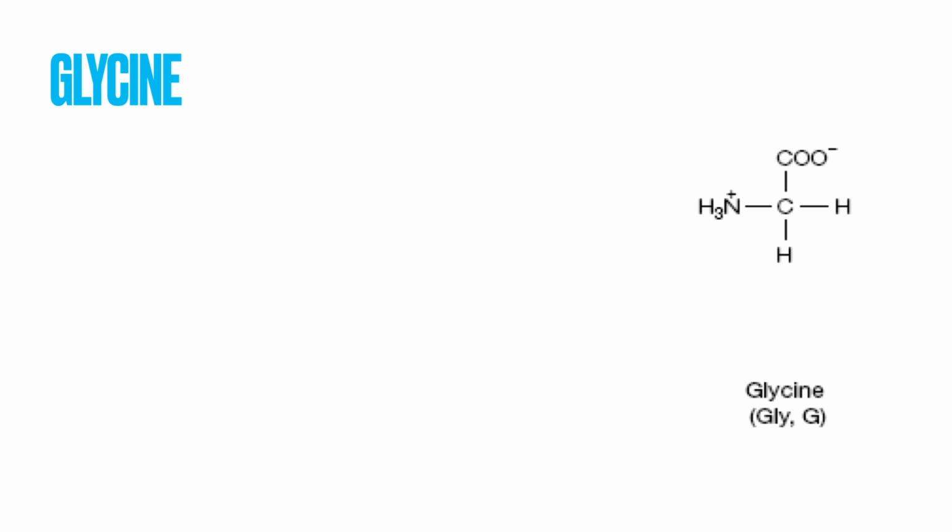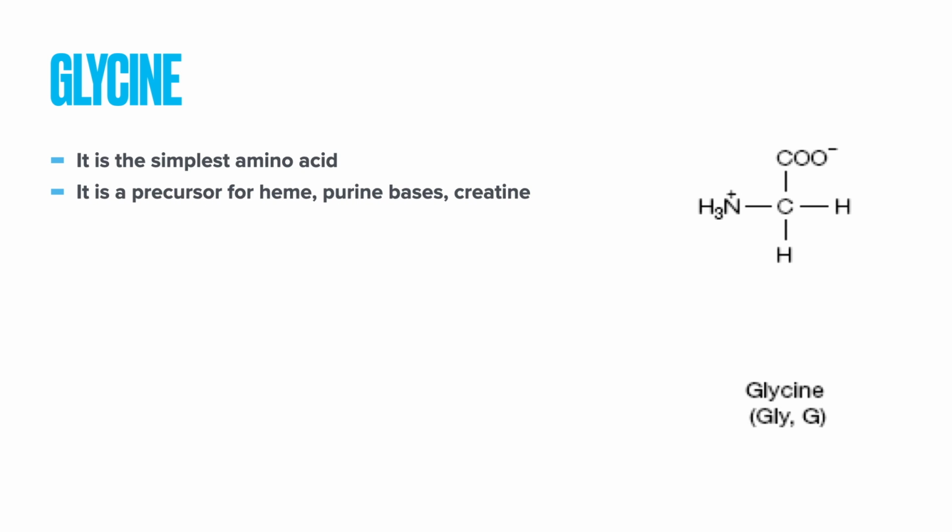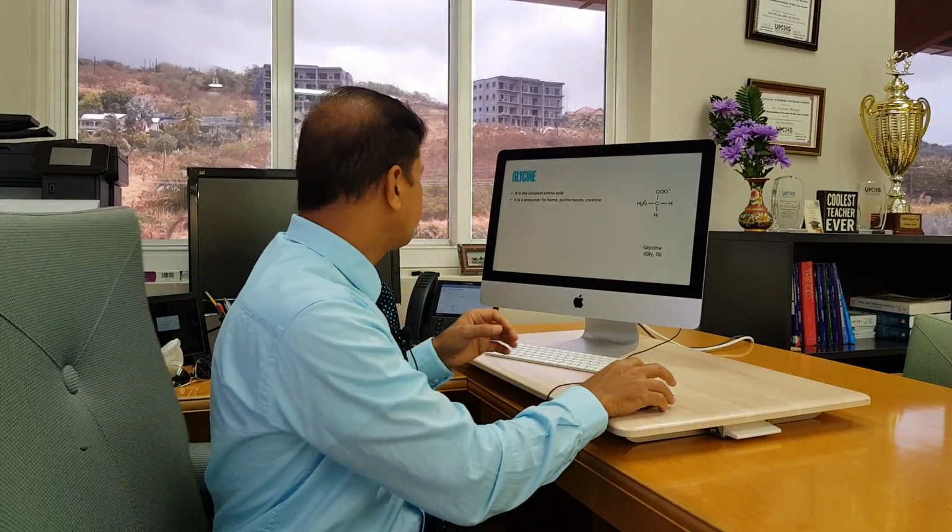Our next amino acid is glycine. Glycine is the simplest amino acid, because the side chain of glycine is just H. Also, glycine is a precursor for heme, purine bases and creatine. The heme is basically a combination of glycine and succinyl CoA; that's how heme is formed initially. It is a precursor for purine bases, that is adenine and guanine, and also for creatine.